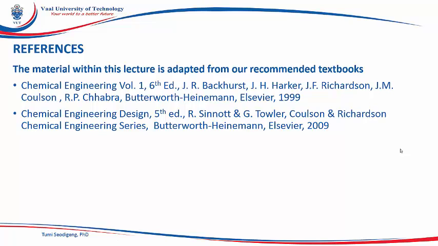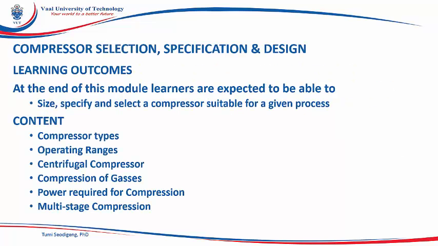The material used in this podcast lecture is adapted from our two recommended textbooks from the Coulson and Richardson Chemical Engineering series. By the end of this lecture, you should, given a process, be able to select, size, and specify not only a compressor suitable for the process, but also be able to decide on the operational configuration. That is, in addition to specifying the compressor type, you should be able to state whether a compressor is multi-stage, how many stages to be used, and also the interstage conditions such as interstage temperature and pressure.